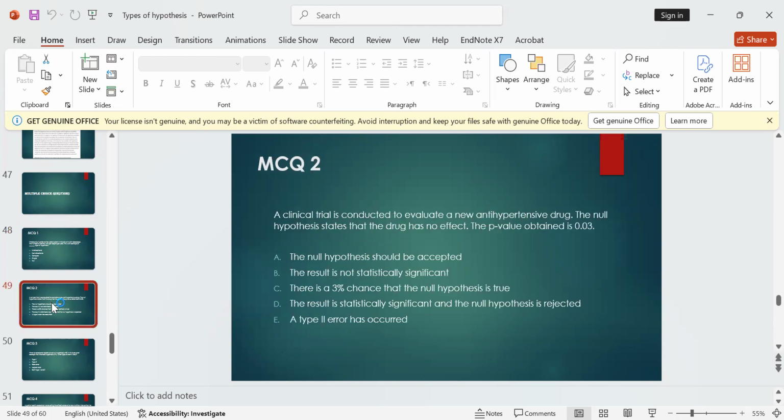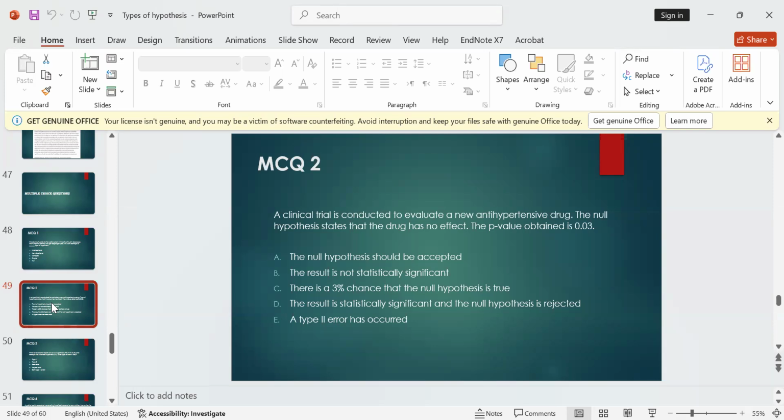MCQ number 2. A clinical trial is conducted to evaluate a new antihypertensive drug. The null hypothesis states that the drug has no effect. The p-value obtained is 0.03. A, the null hypothesis should be accepted. B, the result is not statistically significant. C, there is a 3% chance that the null hypothesis is true. D, the result is statistically significant and the null hypothesis is rejected. Or E, a type 2 error has occurred.